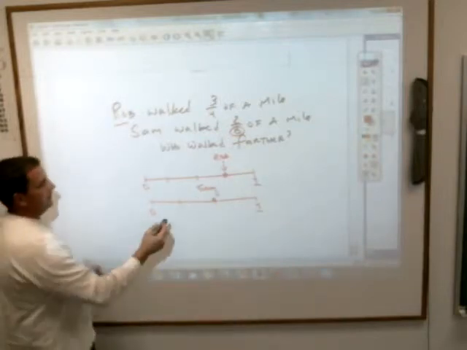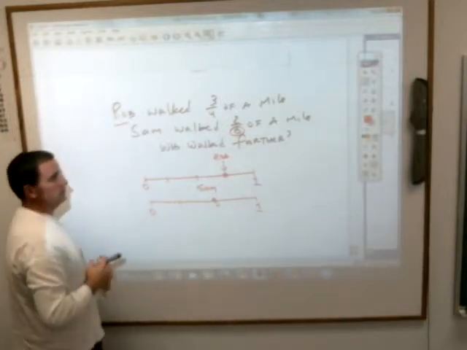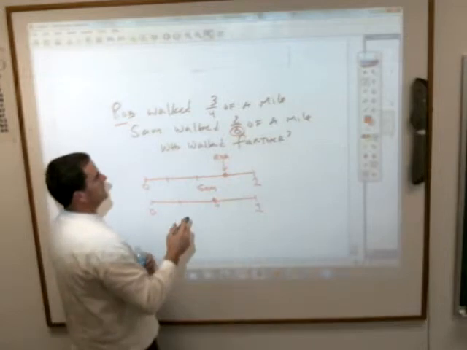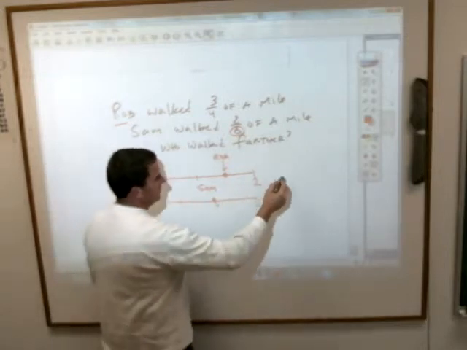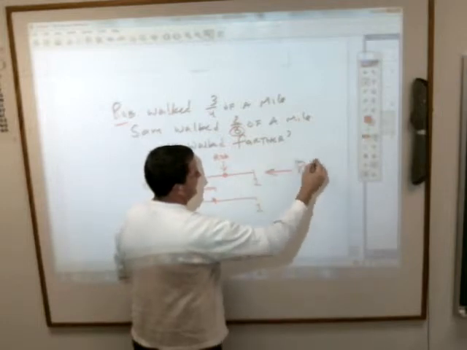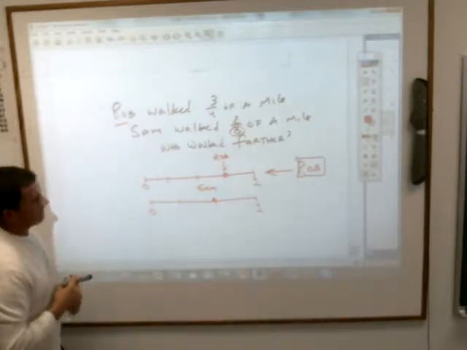Based on my best speculations there, who walked farther, Rob or Sam? Rob did not walk farther. Oh, yes, he did. I was looking at Rob. Just forget I said that.